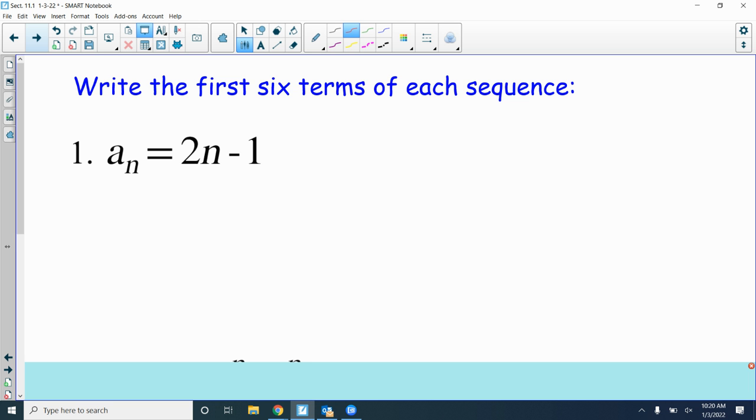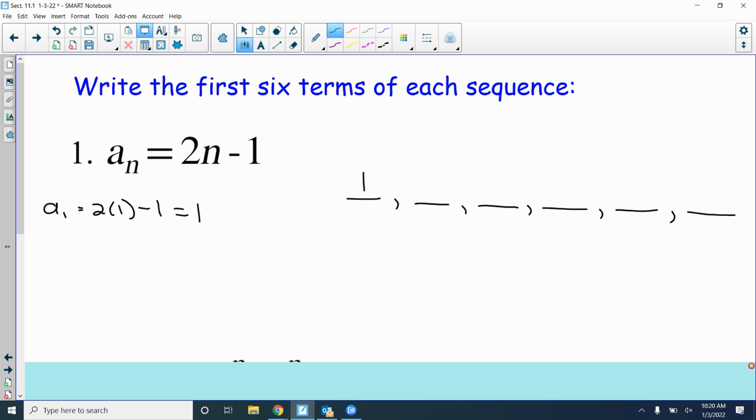So what's our first term? Let n equal 1. 2 times 1 is 2, minus 1 is 1. So we got 1, and I'm just going to list these here: 2, 3, 4, 5, 6. There's my first term. So for a sub 1, you plug in 1 for n, and we get 1. For a sub 2, you plug in 2 for n. 2 times 2 is 4, 4 minus 1, 3. So we get a 3 there.